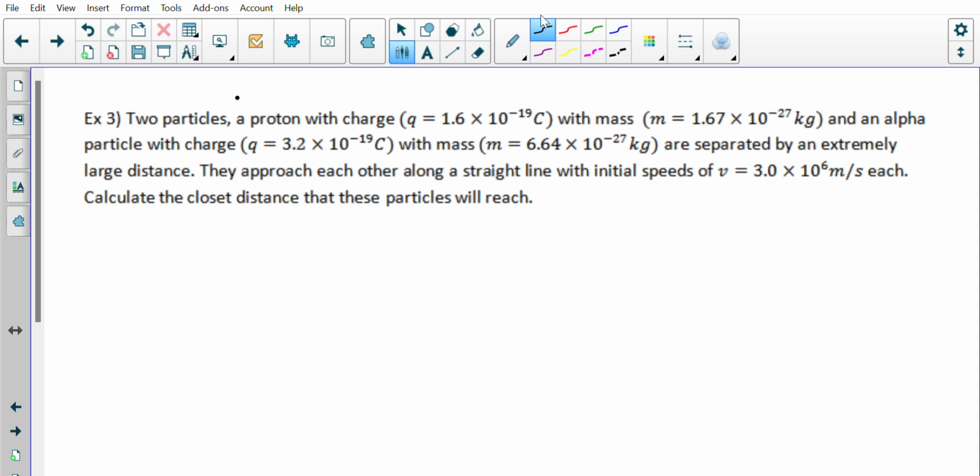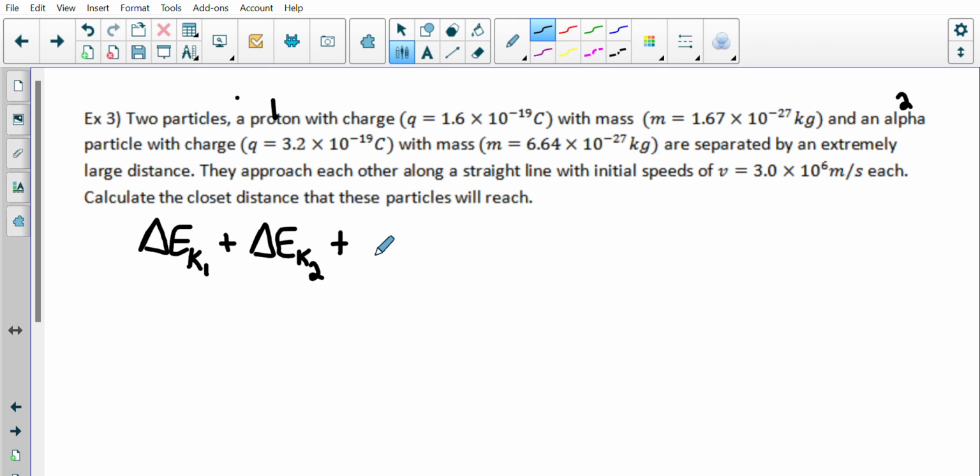All right, so here's what we're going to do with this one, a little different. We're going to use a conservation of energy. We got three energies. We're going to have kinetic energy for both particles. So this is our EK, first particle. Let's say our proton there is particle number 1, plus there's kinetic energy for our second particle, which I'll say is our alpha particle. And then initially we don't have any electric potential energies.